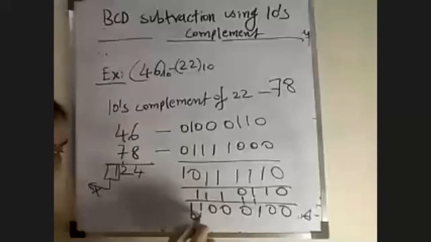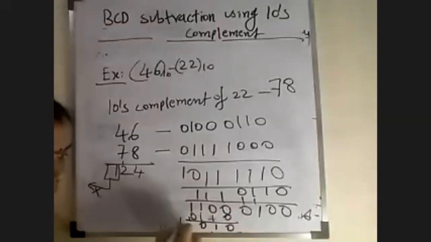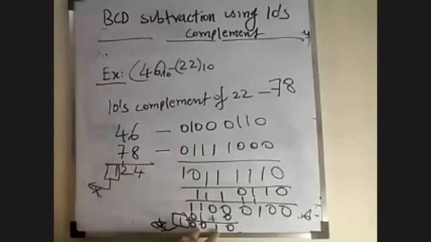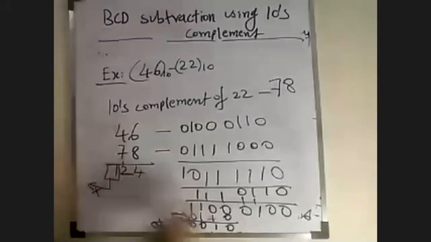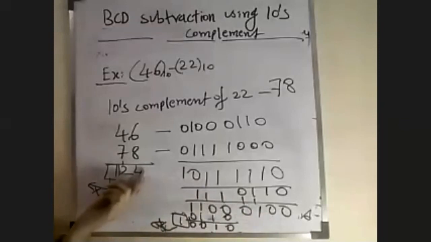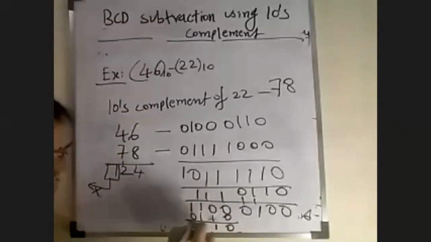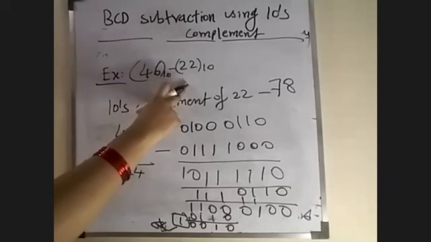Again, you add plus 6 here, that means 0110. Then add, and here you discard this carry. So 0010 means 2 and 0100 means 4. So this is the correct BCD, right? Directly you can observe, 46 minus 22 is 24, right?